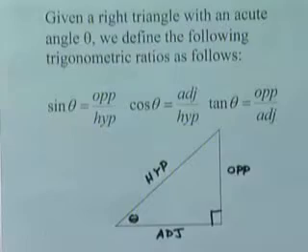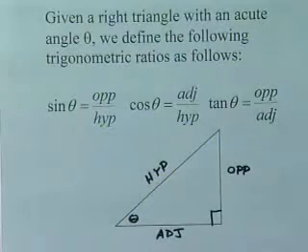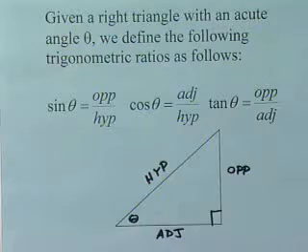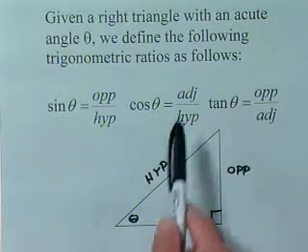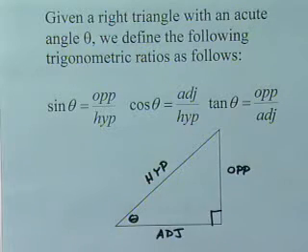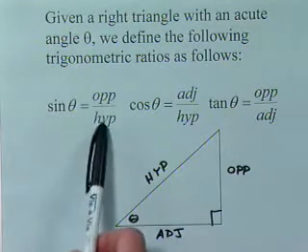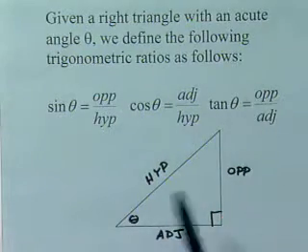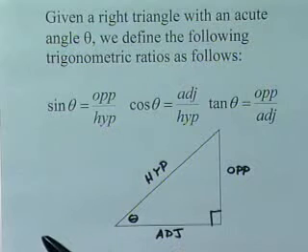Let's review. Given a right triangle with an acute angle theta, we defined the following trig ratios. Sine of theta is opposite over hypotenuse, cosine of theta is adjacent over hypotenuse, and tangent of theta is opposite over adjacent. And if you remember that little saying, some old horse caught another horse taking oats away, if you can remember that, you're in good shape.